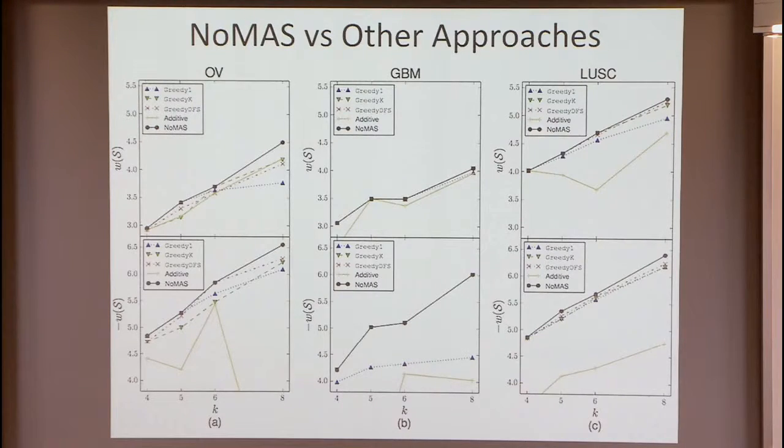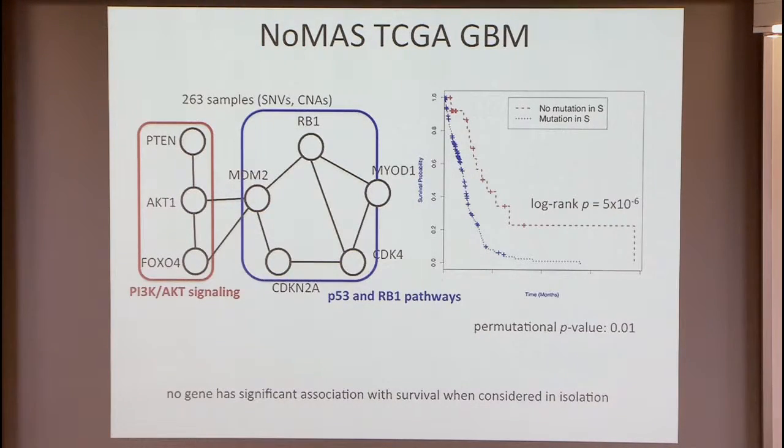Okay, so now let me show you one specific subnetwork that we identified using data from glioblastoma multiforme in TCGA, in which we have 266 samples, and here we use somatic simple nucleotide variants and copy number aberrations. What we identify is this subnetwork of 8 genes, in which part of the subnetwork corresponds to the PI3K AKT signaling pathway, and part of the other subnetwork contains genes in the P53 RB1 pathway. So there is some network information and correlation between these genes. And these are the two survival distributions for the patients with no mutation in the set of genes and for the patients with a mutation in the set of genes.